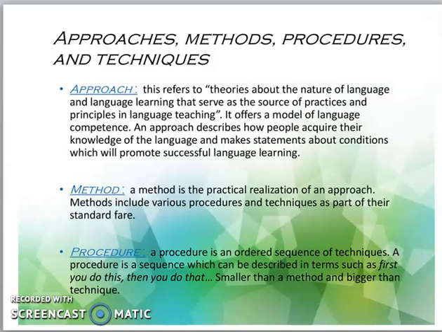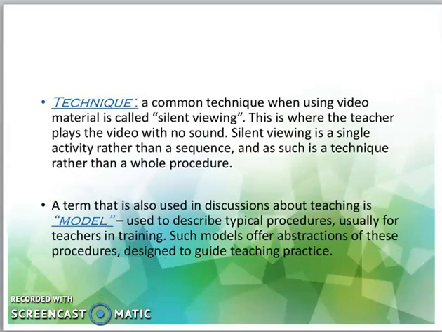Methods include various procedures and techniques as part of their standard fare. Procedure. A procedure is an ordered sequence of techniques. A procedure is a sequence which can be described in terms such as first you do this, then you do that. Smaller than a method and bigger than technique.